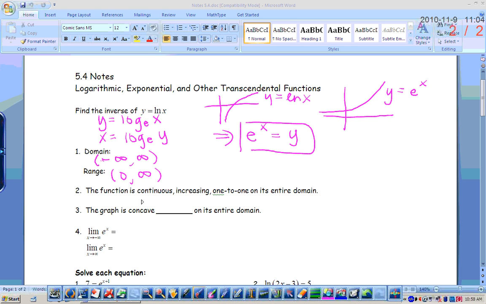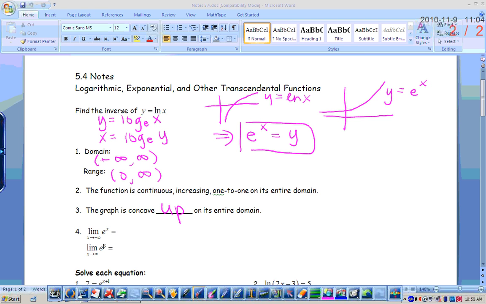All right, so when we talk about e to the x, it's continuous, it's increasing, and it's one-to-one on its entire domain. You can see from the graph that it is increasing and it's continuous. One-to-one means it passes both the vertical line test and the horizontal line test. And what is the concavity of the graph? Up.